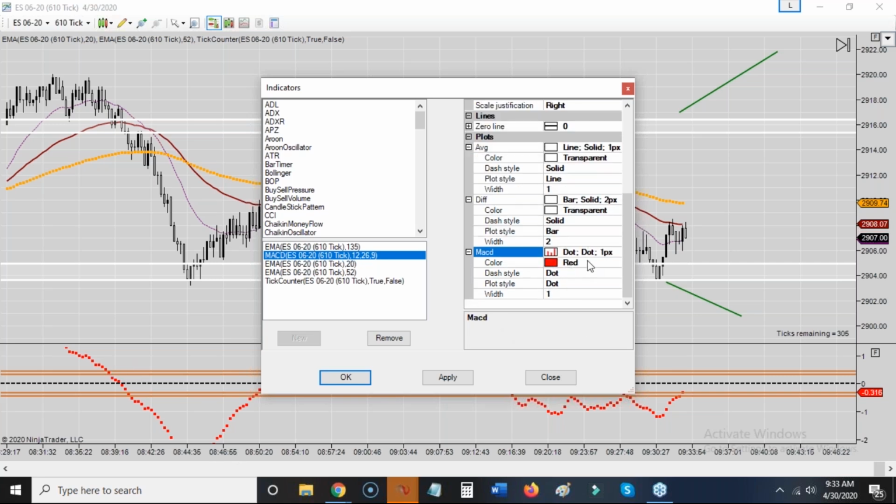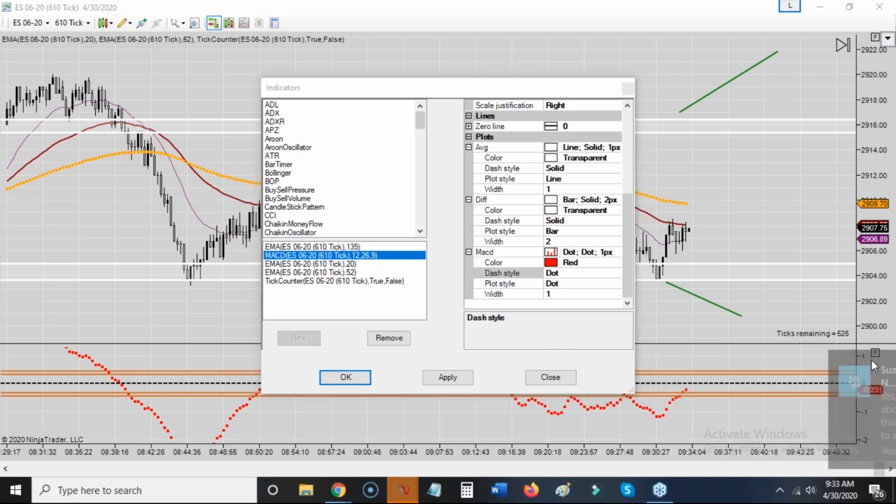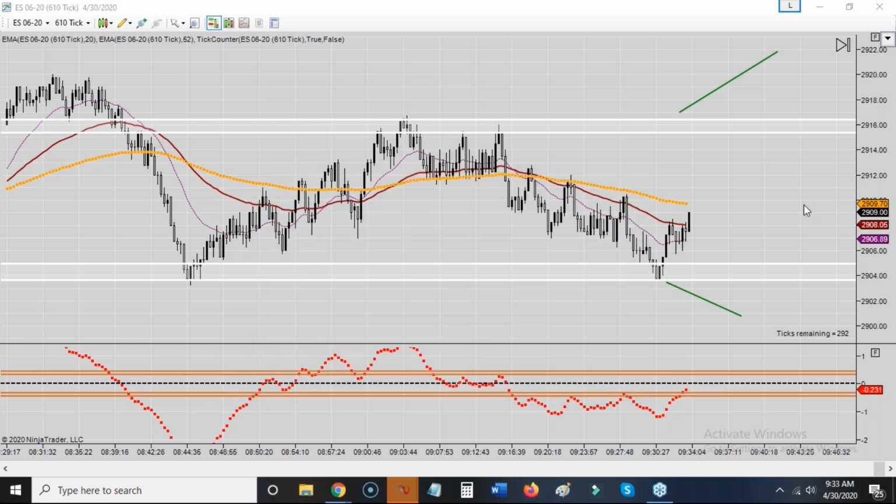I personally like to use dots. You could use any one you like, a line or dots, it's totally up to you. I like the dots because if the dots are separated a lot, they're showing me strength here as well, right? Okay, so that's what my MACDs are. Hang on a moment here. Oops, I just pressed something there.